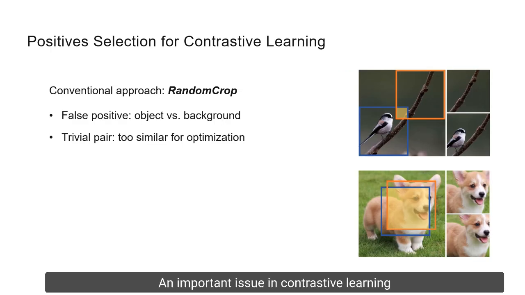An important issue in contrastive learning is the selection of positive views. Most existing works use a conventional random crop as an approach to generating positive views. However, we find the random crop may not be the optimal cropping strategy for contrastive learning. The first problem is false positive. An example here is object versus background, even if the two views are from the same image. Another problem is trivial pair, which means that the positive views are too similar for optimization.